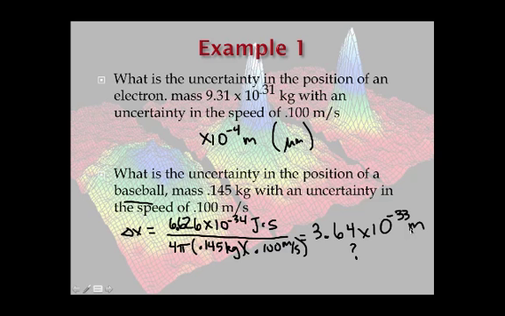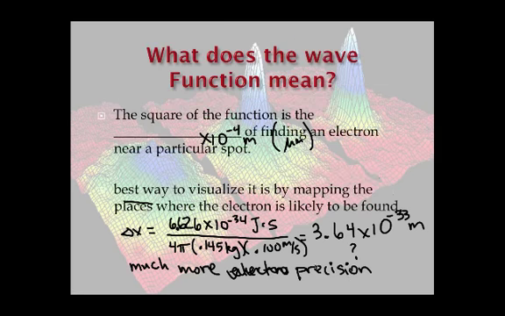10 to the minus 33 meters. Wow. So I can know the position of a baseball with much more precision than I could possibly know the position of my electron, simply because the baseball is much more massive than my electron. That's how Heisenberg's principle applies to what we know about electrons and atoms.